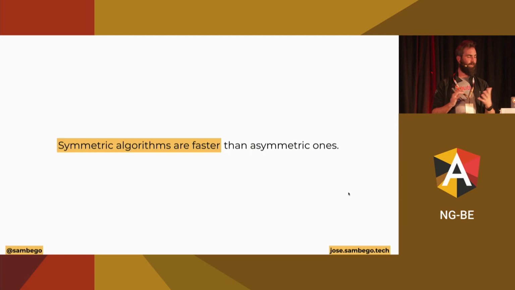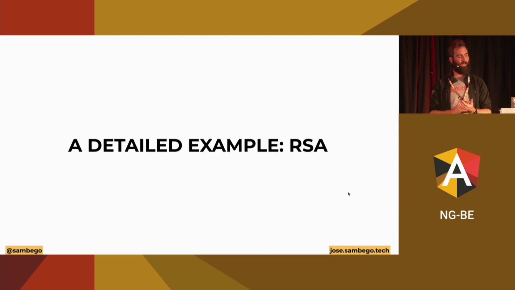And it's good to know, I mentioned this before, symmetrical algorithms are faster than asymmetrical ones, just because the symmetrical ones just use one shared key to do both things, while with asymmetrical ones you have a private key and a public key, and both of them have their own separate tasks. So let's look at a detailed example of how RSA actually works, because it's one thing to say, hey, you can generate public keys and private keys and use them to encrypt and decrypt data. Let's see how it works under the hood.